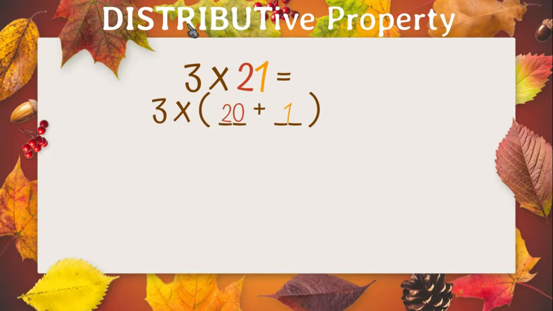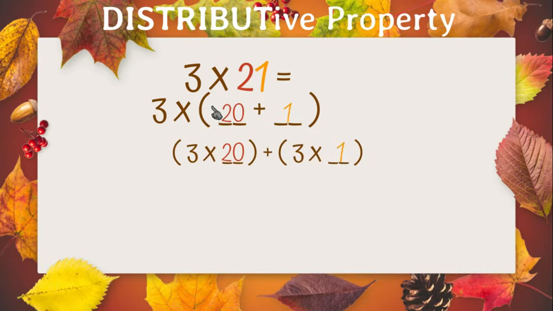Just as it says, I'm going to distribute my 3. So I'm going to distribute it twice because I've got two numbers, right? So 3 times 20 is going to come here, and 3 times 1. See, I'm just distributing. I'm making sure that the 20 gets the 3 and the 1 gets the multiplication of the 3. So now I'm looking at my products. What am I going to fill in? I've got 3 times 2 is 6.